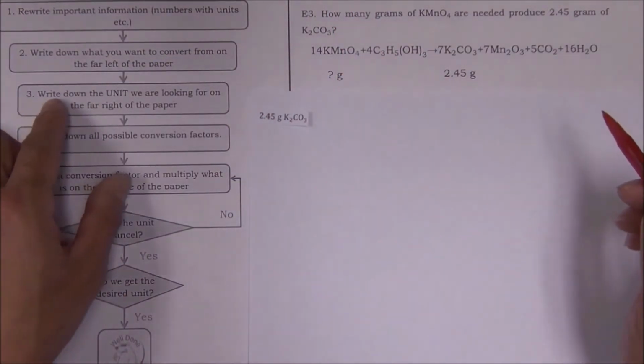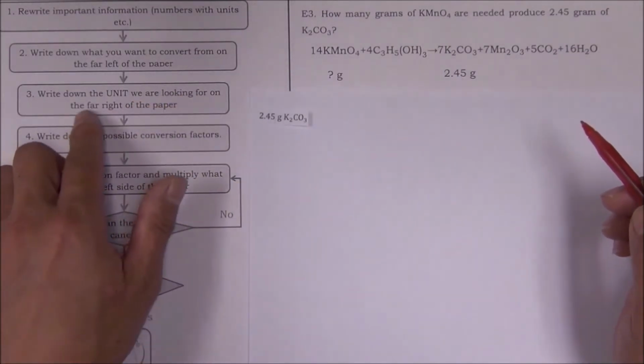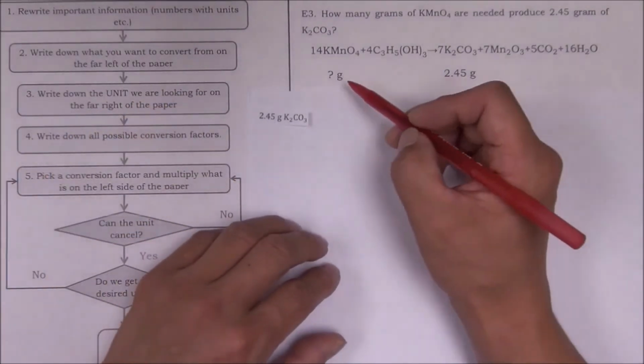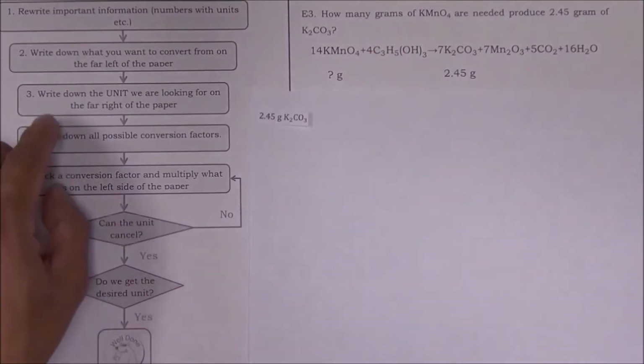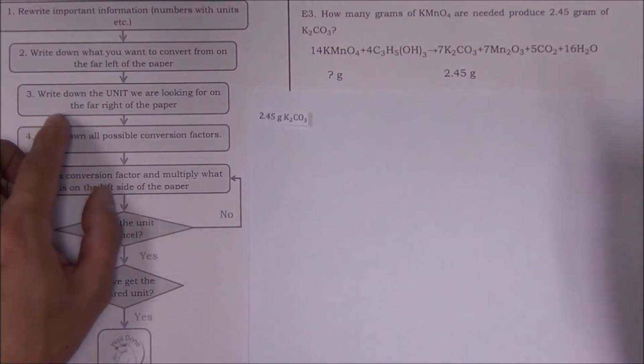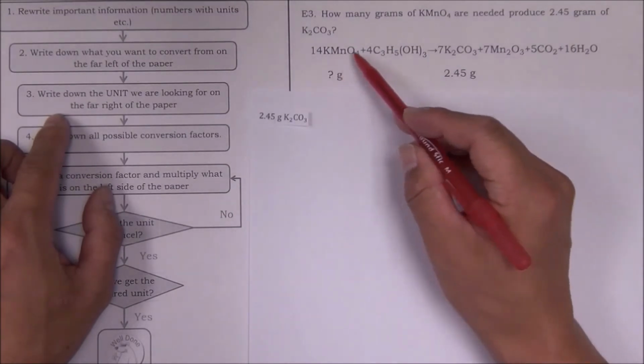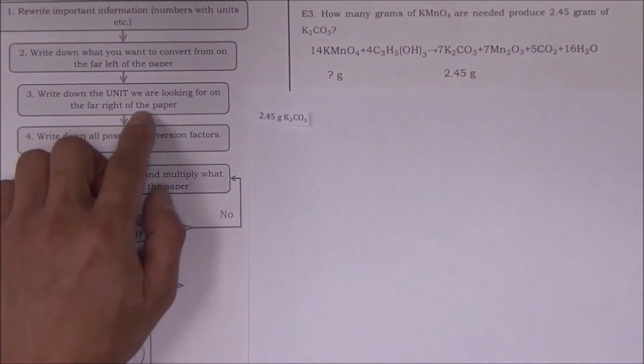Step 3. Put down the unit we are looking for on the far right of the paper. We are looking for gram potassium permanganate. According to the instructions on the flowchart, we need to put down gram potassium permanganate on the far right of the paper.